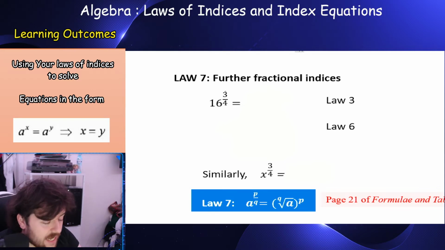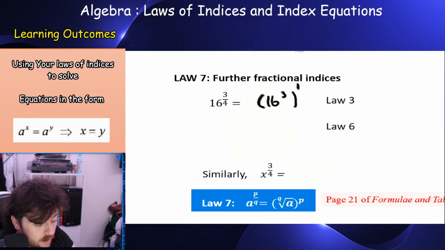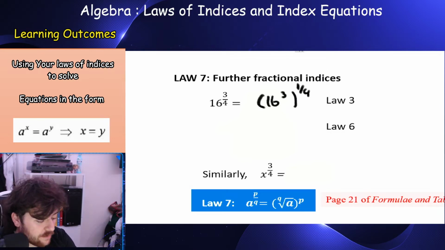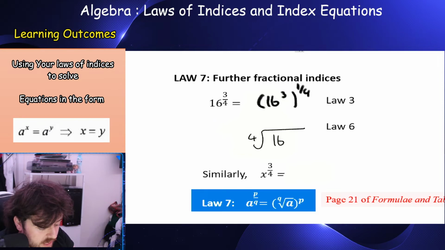So I have here 16 to the power of 3 quarters. Well, I'm going to use law 3. Law 3 is the power to a power. So I can rewrite this as 16 to the power of 3, to the power of a quarter. Remember, with power to a power, we multiply. So 16 cubed to the power of a quarter: 3 times a quarter is 3 quarters. Next, law 6. Well, I have my fractional index here. So that's going to be the fourth root of 16 cubed. And that's my answer there.